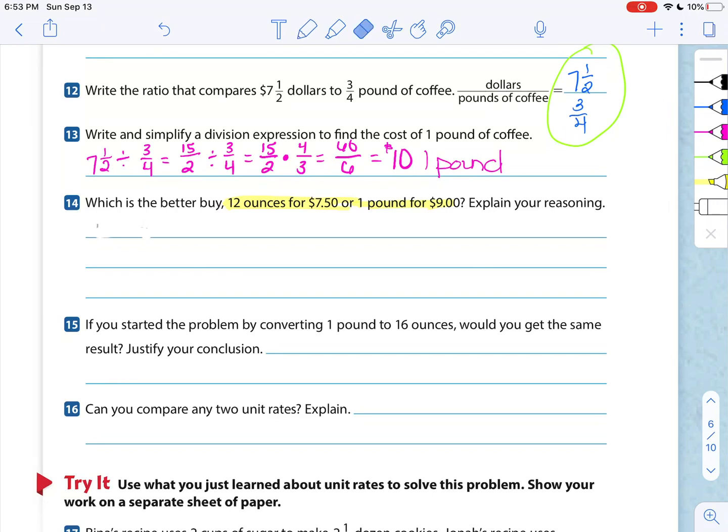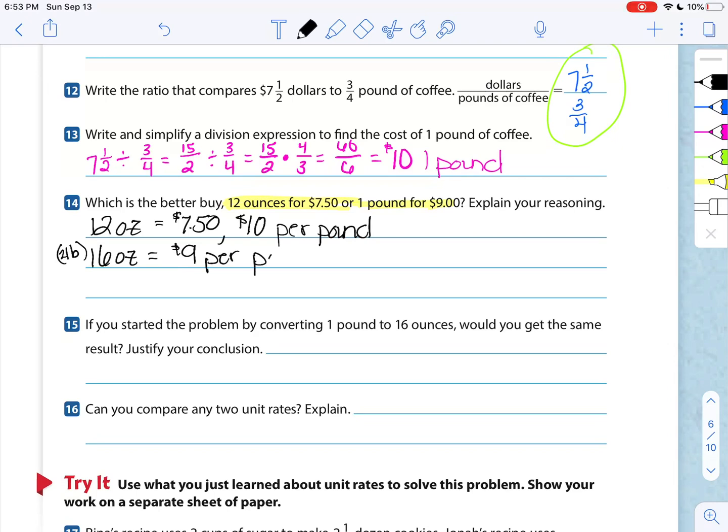Sorry, I wrote that the wrong way. Let me erase and go back. So we determined the 12 ounces was $7.50, which means it would be $10 per pound. The other option would be to get the 1 pound, which remember 1 pound is 16 ounces. And that 1 pound, 16 ounces, cost us $9 per pound.